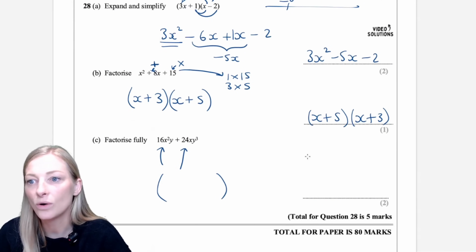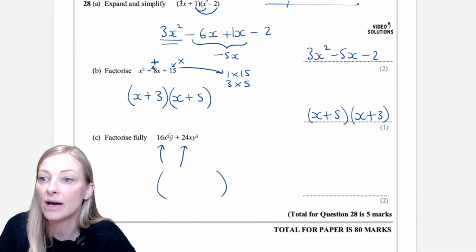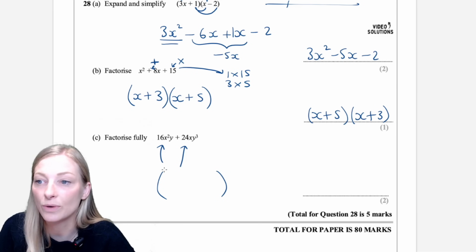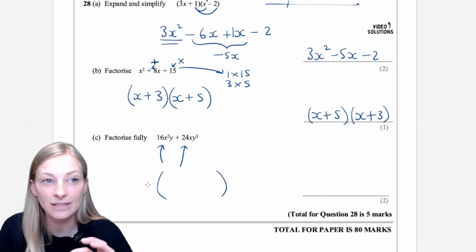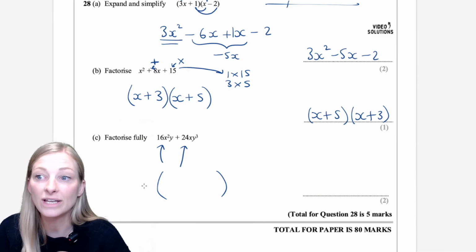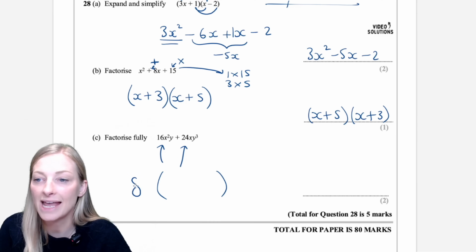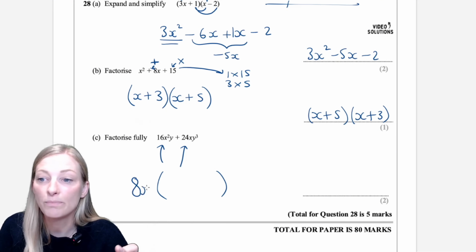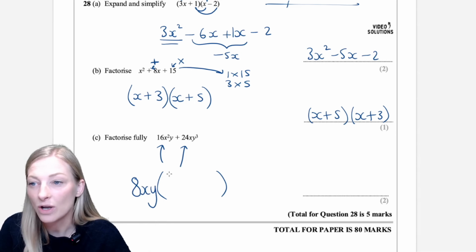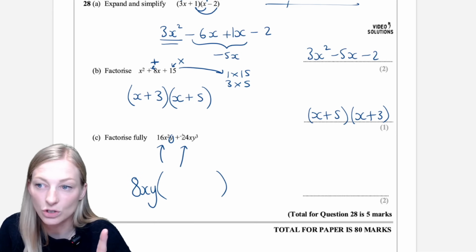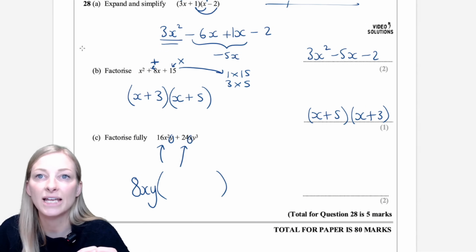And then down here on C, I'm looking for a number that goes into 16 and 24, and it needs to be the biggest number it can be. 4 is a common factor, but 8 is also a common factor, and that's bigger. So we're going to put 8 on the outside. They also both have an x, and they also both have a y, and we can't go any higher than that because this y is just y, and this x is just x.